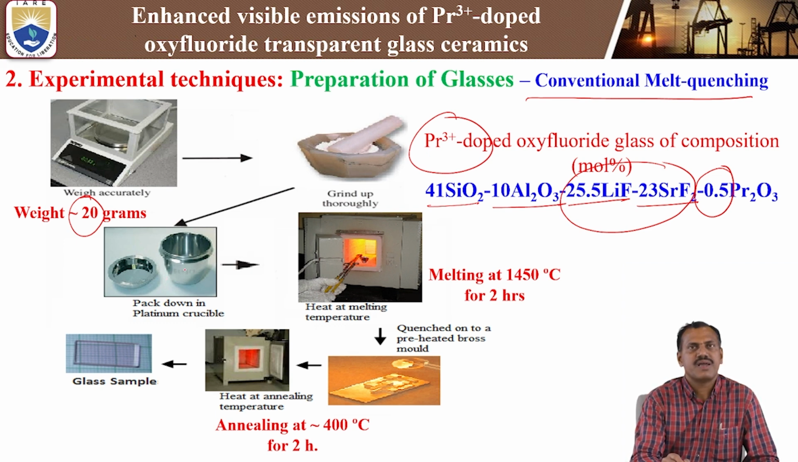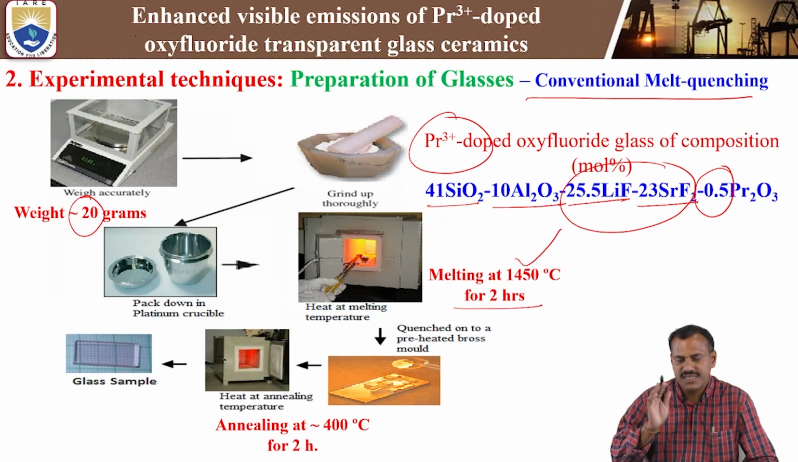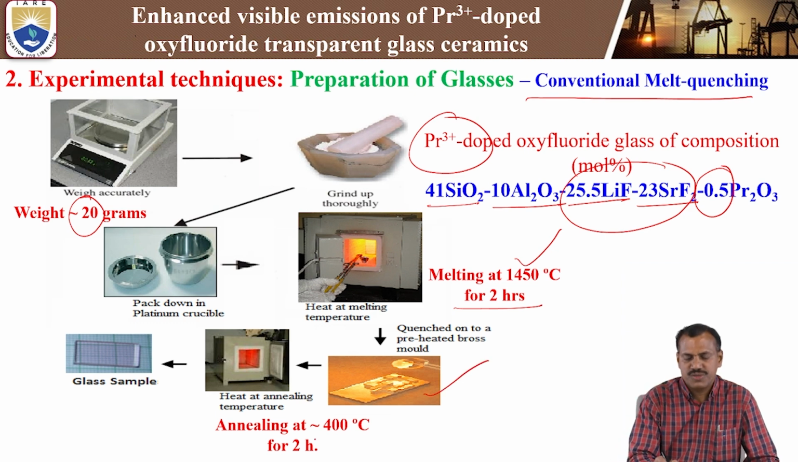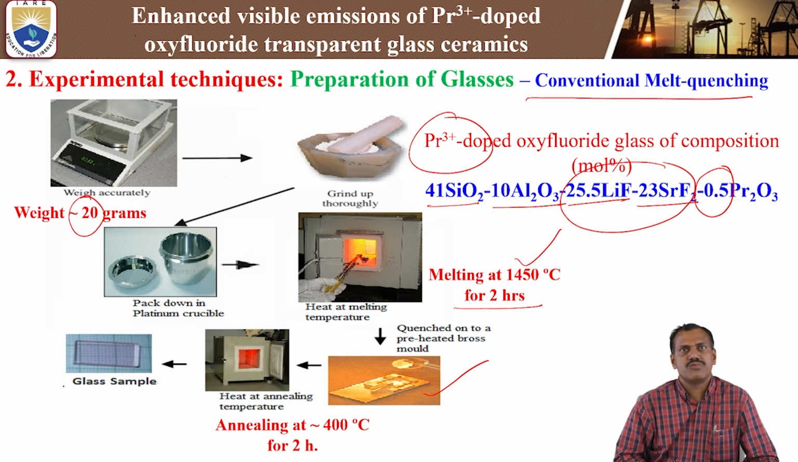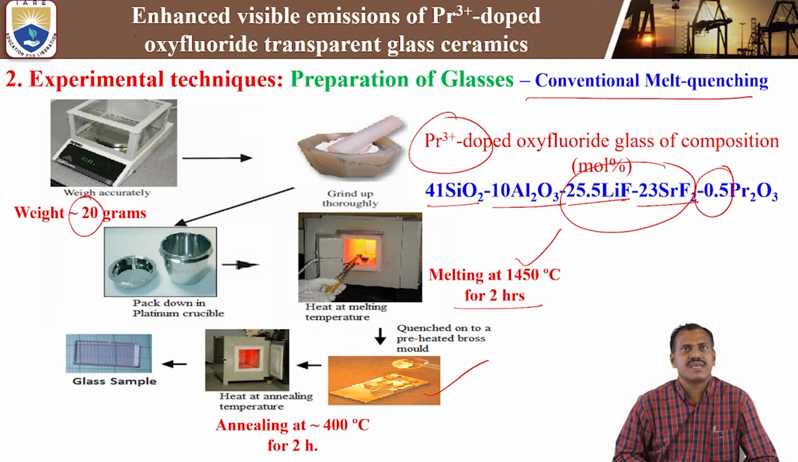Then this platinum crucible with the chemicals we put into the electrical furnace at a temperature of 1450 degrees centigrade for 2 hours duration. That is almost 120 minutes in the electrical furnace at 1450 degrees centigrade. After melting is completed, we pour into the preheated brass mold. After that, we keep it for annealing at 400 degrees centigrade for 2 hours. After cooling to room temperature, we take the glass samples and cut small pieces as per our characterization requirements.